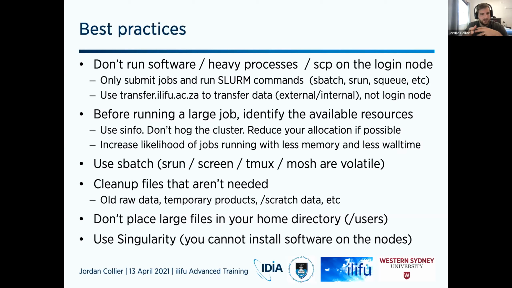In general, if you can reduce your allocation and not hog the cluster, then that's recommended. But obviously there are times where it's appropriate for a project to make quite extensive use of the cluster. But again, if you want to increase the likelihood of your jobs running immediately, then request less memory, less wall time, fewer CPUs. And in general, we suggest you use SBatch. As I mentioned, those other methods are volatile.